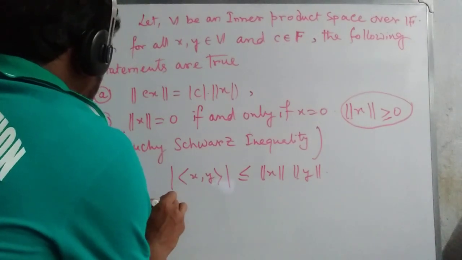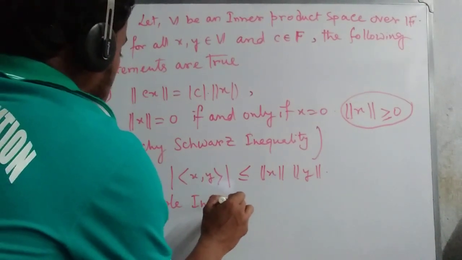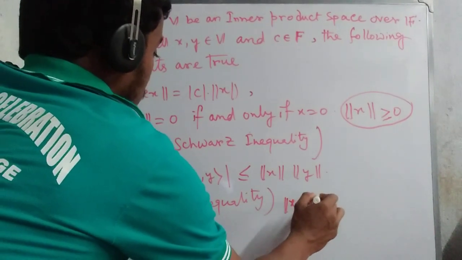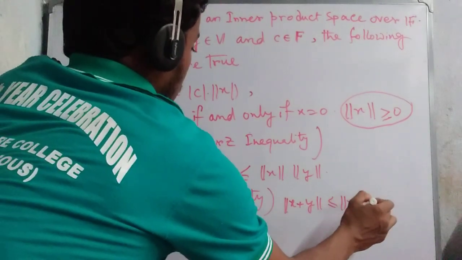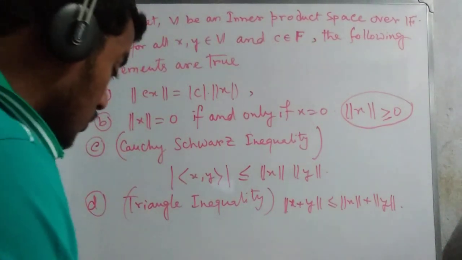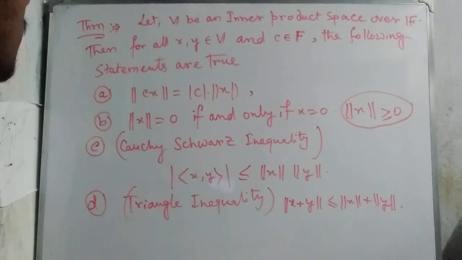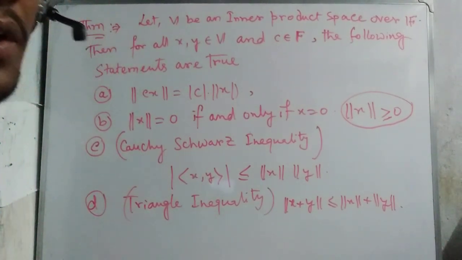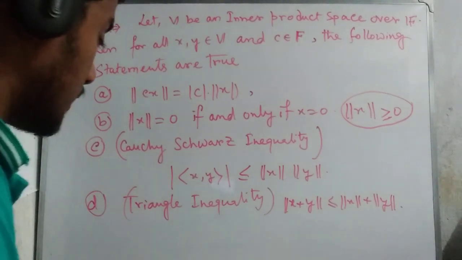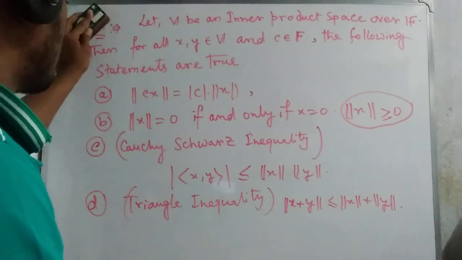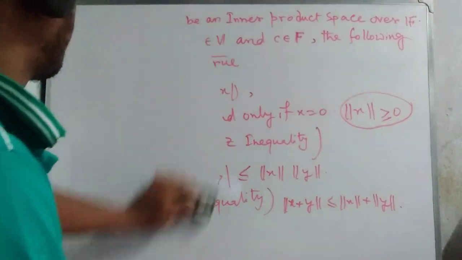And then the triangle inequality: norm of x plus y is less than or equal to norm of x plus norm of y. We also discuss the proofs easily, step by step. First we discuss the first one and then the next one. So we erase this portion and go to further discussion.